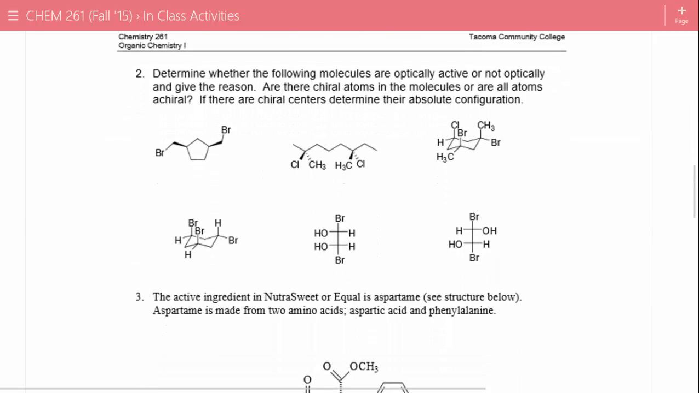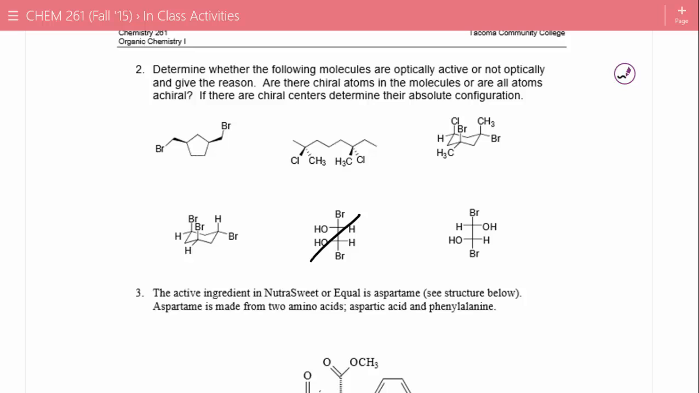On the back page, you can go ahead and cross out these two. They're Fischer projections. We're not going to cover Fischer projections right now. We're going to cover them eventually, but for right now, don't worry about those. Try to first determine whether or not the molecules are chiral. So in this case, they ask if they're optically active. That's another way of asking if they're chiral.